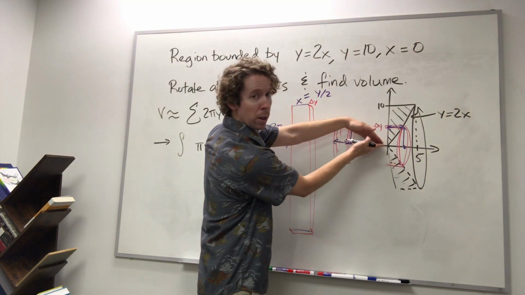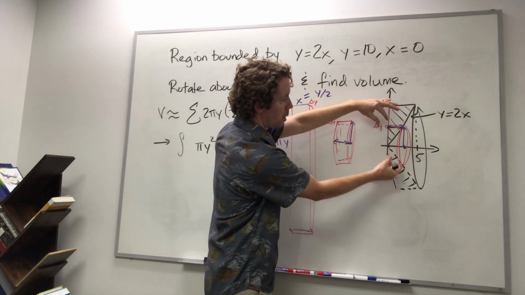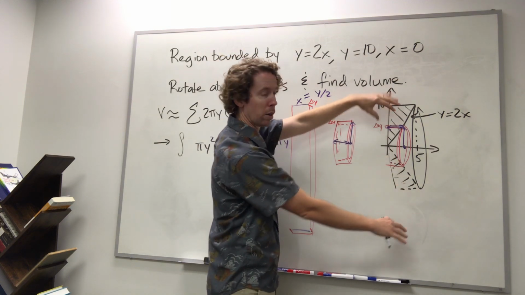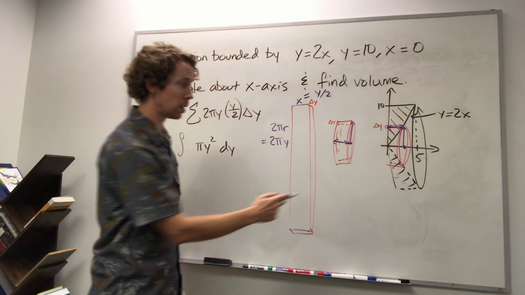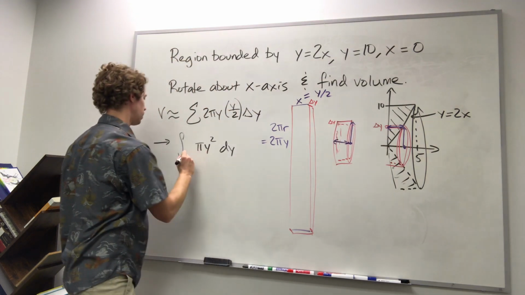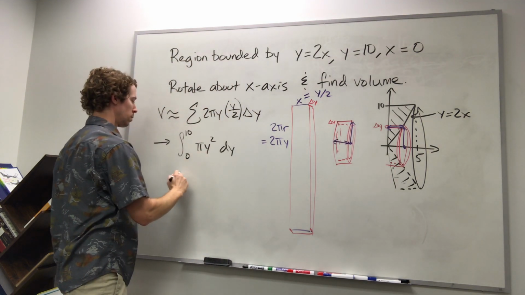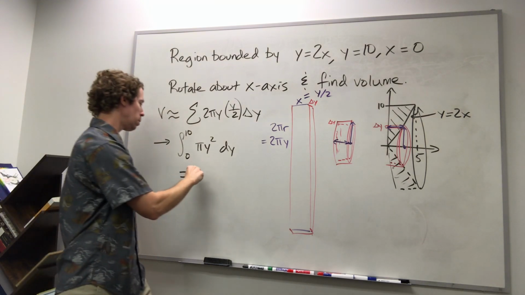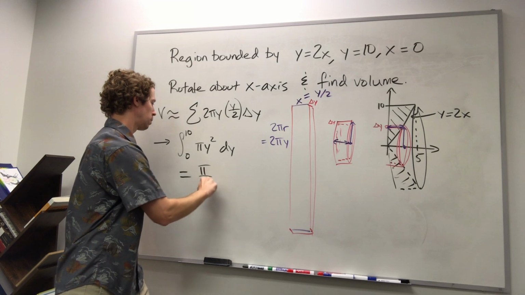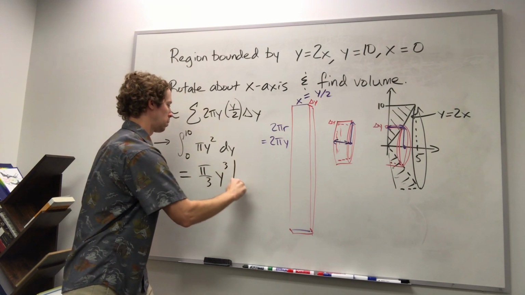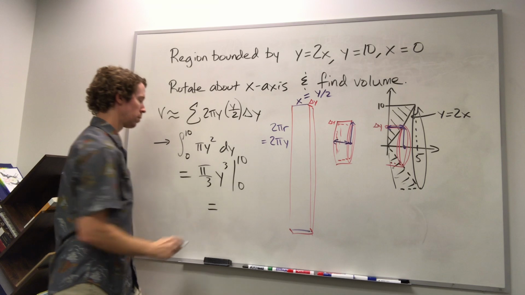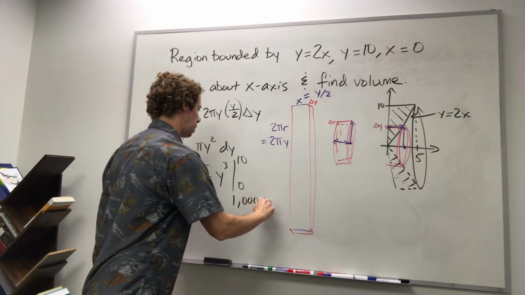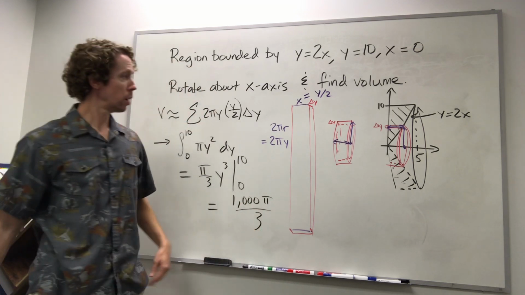As I start in the middle and come out to the top, the bottom edge, or the bottom half of these shells are going to pick up the volume on the bottom. So I'm just going from 0 to 10, not negative 10 to 10. Now I find the antiderivative and plug in the bounds. And 10 cubed is 1,000, so I'm getting 1,000 pi over 3 for this volume.